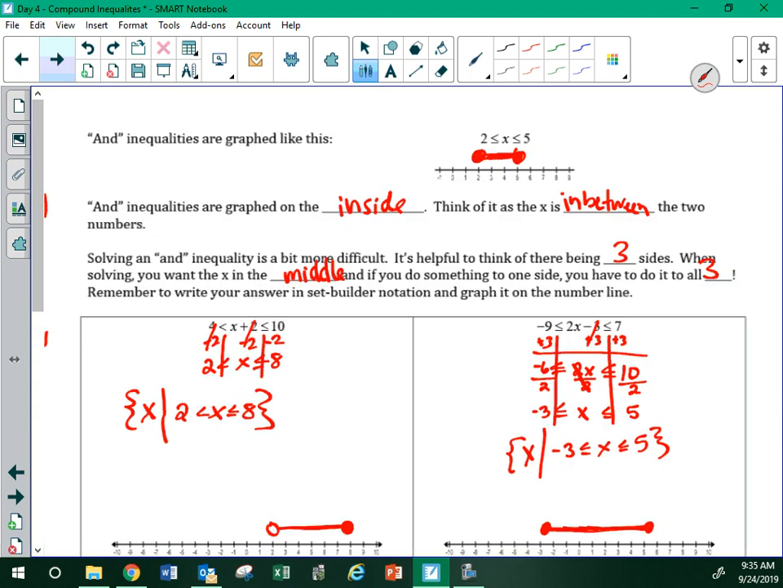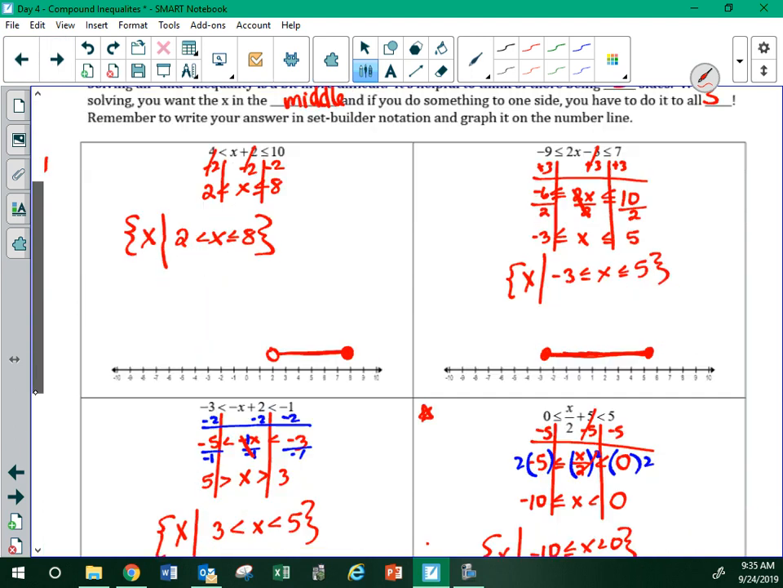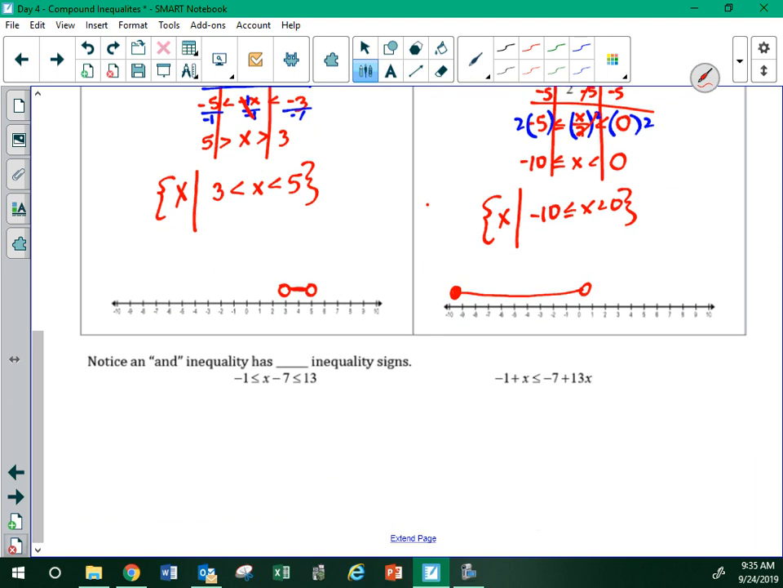Okay, so now the bottom part of our notes there. Remember, an and inequality has 2 inequality signs, right? So we see this inequality, and we see this inequality here. So this would be an and, right? There's 2 inequality signs. This is an and. There's only 1 inequality sign. It's not an and or, it's just a normal one. It's just 1 inequality. Here we have 2 inequalities. An or has 2 inequalities. This is just a normal inequality.